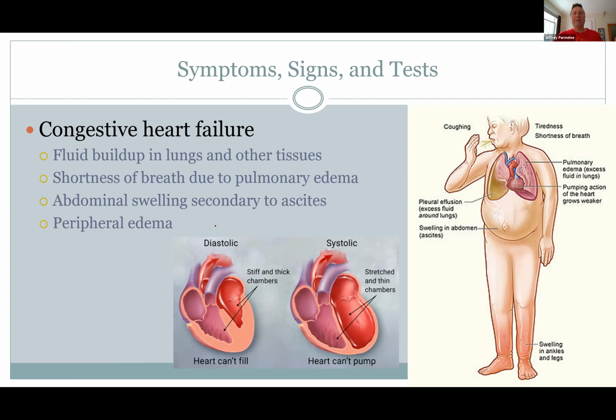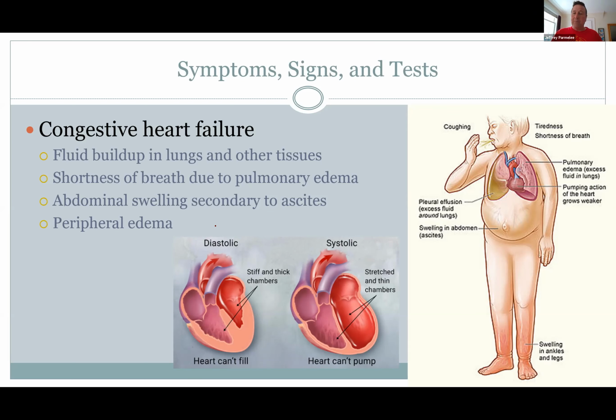Let me start over again. Let's say your heart's not getting enough blood. Your left side is not pumping out to your body. It's going to back up in your lungs. And higher pressure in your lungs is going to cause pulmonary edema. Fluid is going to come out, more fluid than should be in your lungs.